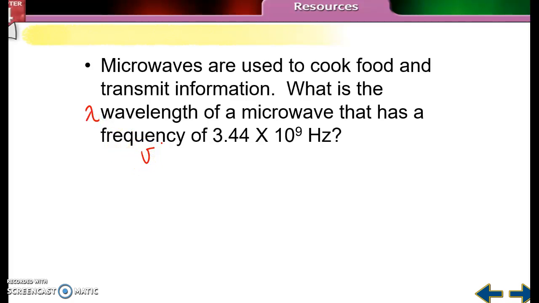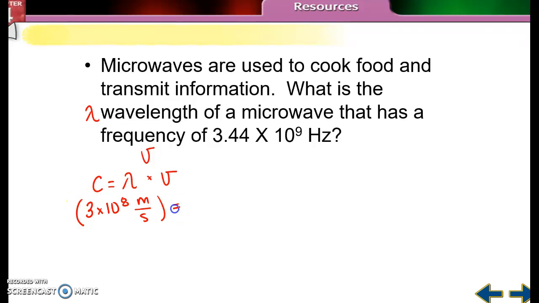So the first thing I'm going to do is I'm going to write c equals wavelength times frequency. So I know that c is the speed of light, so that's going to be 3 times 10 to the 8th meters per second.